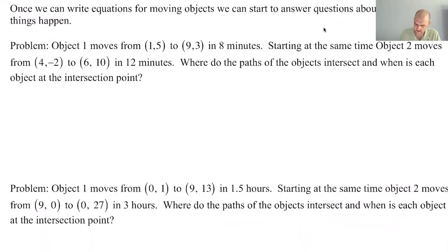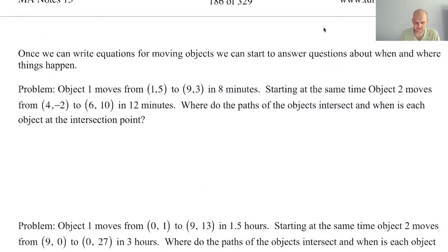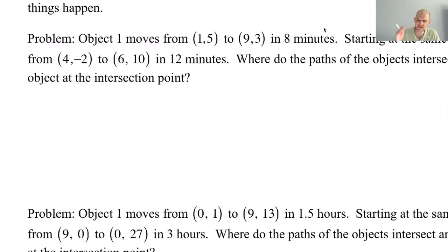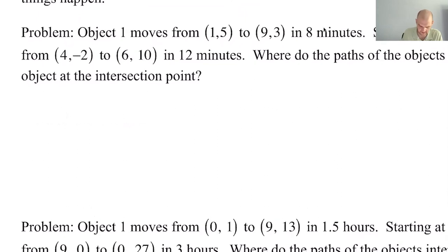So first, we have two objects. We have object 1 from here to here in 8, object 2 here to here in 12, starting at the same time. That's going to be relevant because eventually they're going to start at slightly different times. You just keep layering in more things, but if you think about it as you go, you'll probably be okay. If you practice, you'll definitely be okay.